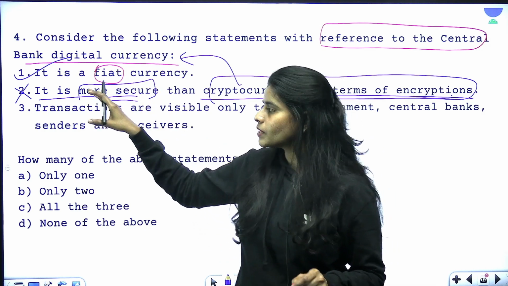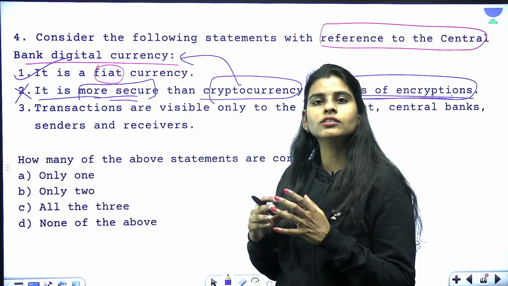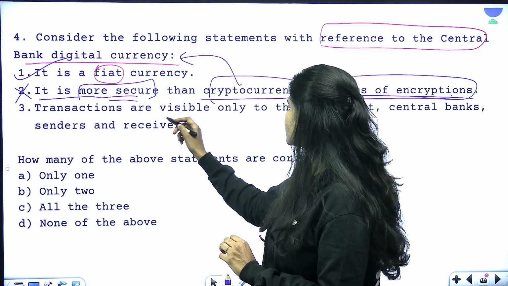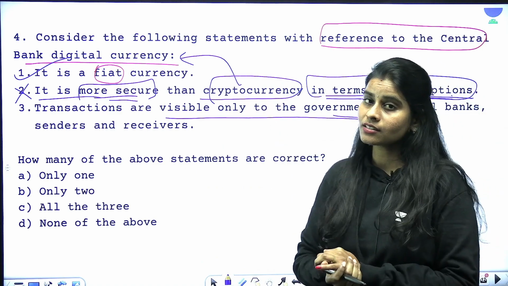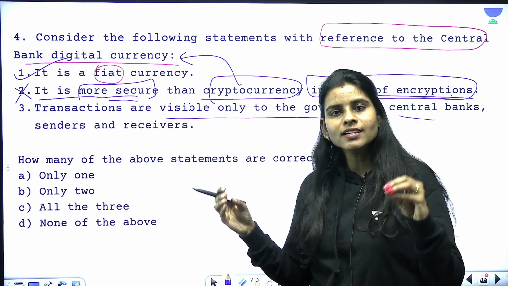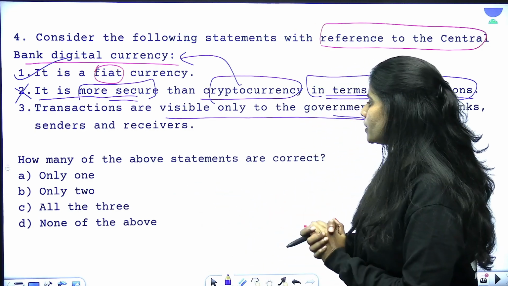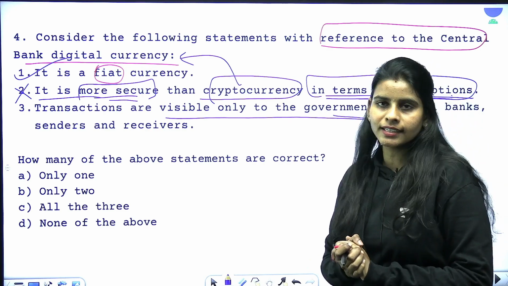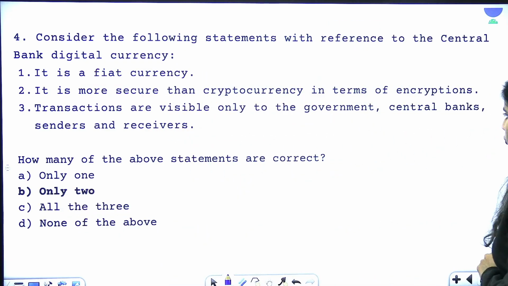Okay, so this is something that is different from the cryptocurrencies, which you have to remember. Talking about the third statement, transactions are visible only to the government, central banks, senders and the receivers. Of course, yes, but anyone on the blockchain can see the transactions happening in the cryptocurrencies, right? So how many of the above statements are correct? Only 2 statements are correct. So the right answer is option B.